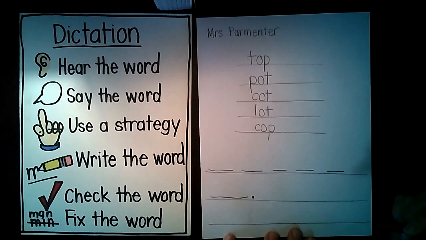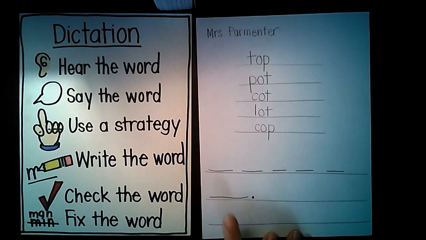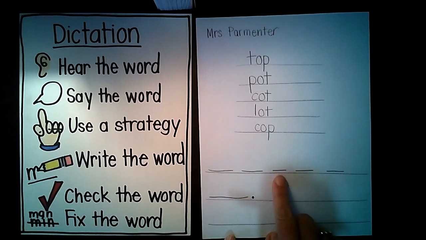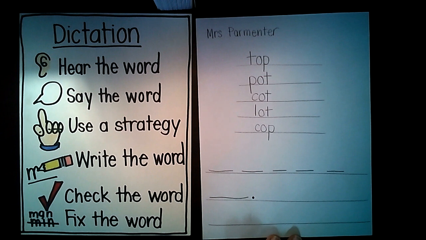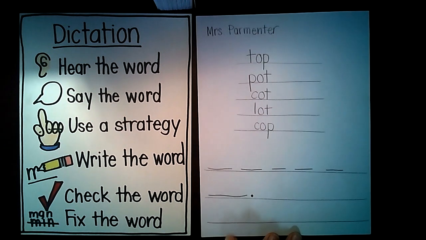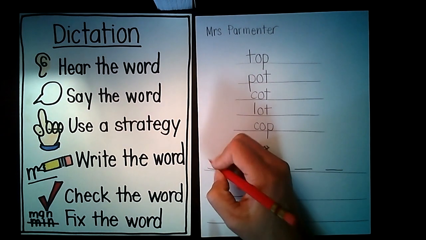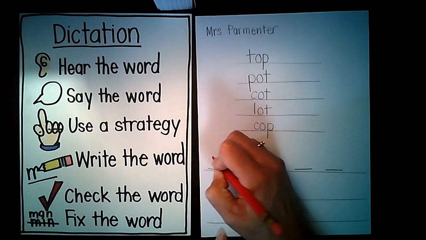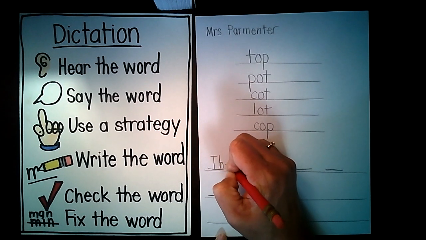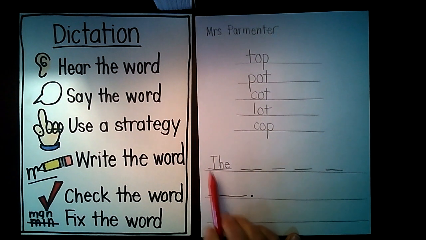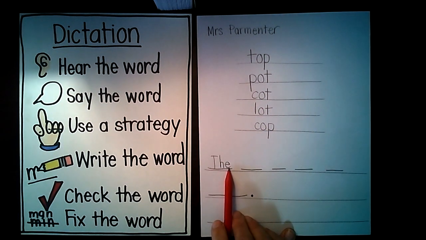Once you have all of your lines set up for your sentence, make sure that there's enough. Say the sentence and touch your lines. The cop is up on top. Today I'm going to be writing the sentence with you, but in a couple of lessons, I'll be letting you write your sentence all by yourself. Let's go ahead and begin with the first word, the. This is a high frequency word, so say the letters as we write it. T, H, E. Check your word. Do you have an uppercase T? If not, cross out the whole word and write it correctly right now.